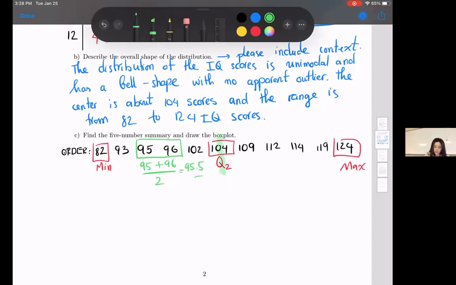So that's Q1. Q2, maybe write Q1, make it a little nicer. I'm sorry, Q3. Same, right? So the average of the two Q3 values: 112 plus 114, divided by 2, equals 113, right?